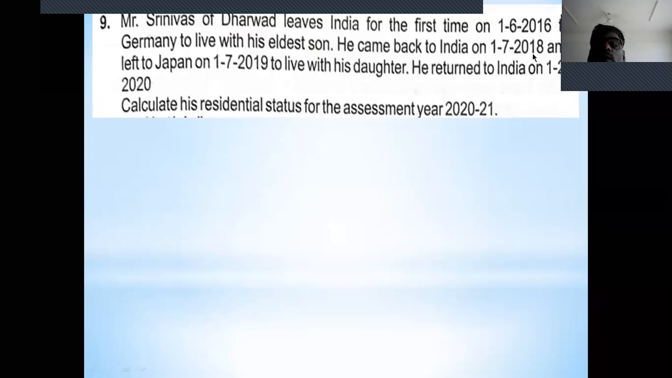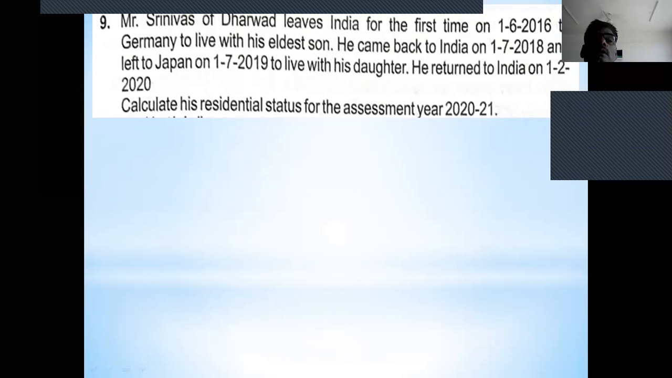From 1/7/2018 to 1/7/2019 he is in India. He came to India on 1/7/2018 and left for Japan on 1/7/2019, so in this period he is in India, and this 1/7/2019 comes in your previous year. You have to consider. He went to Japan on 1/7/2019 and returned to India on 1/2/2020.